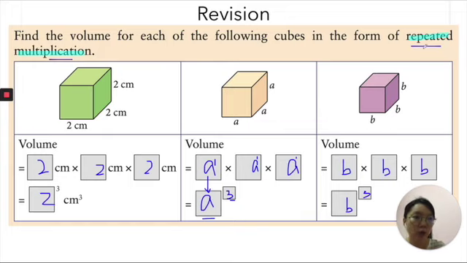Hence, this is what we call repeated multiplication. Repeated 重复 multiplication 重复的乘. As you look at here, 2 cube. So 2 has been repeatedly multiplied 3 times. If a cube, a has been repeatedly multiplied 3 times. And b to the power of 3, b has been repeatedly multiplied 3 times.